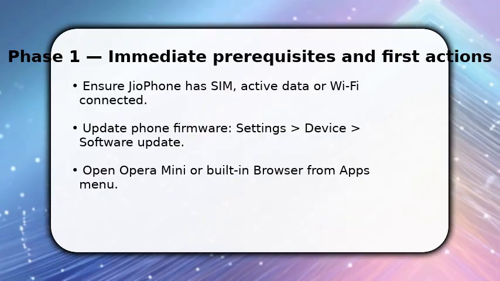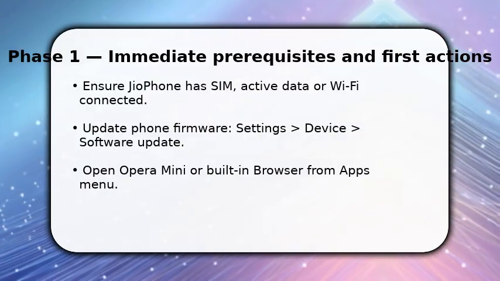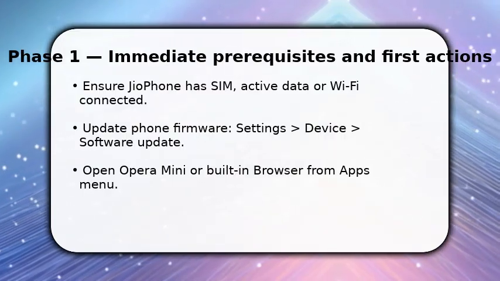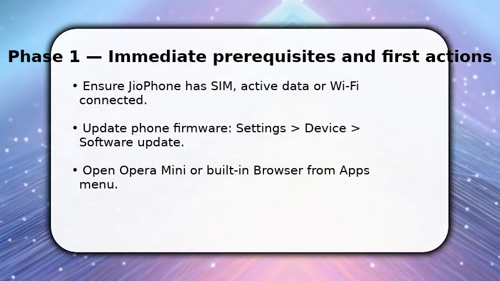You will use the browser to reach Google Sign-In because the Kai OS app options are limited. Tap the address bar, type accounts.google, exactly, and press go. This directs you to the mobile sign-in page so you can begin entering your credentials.